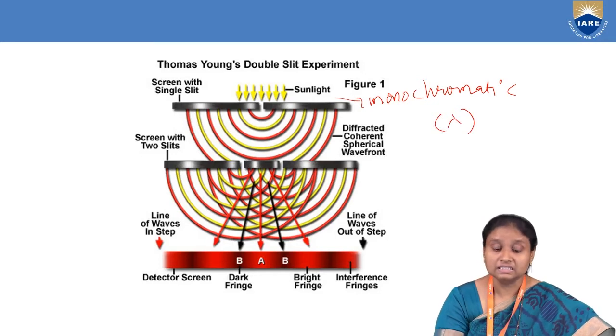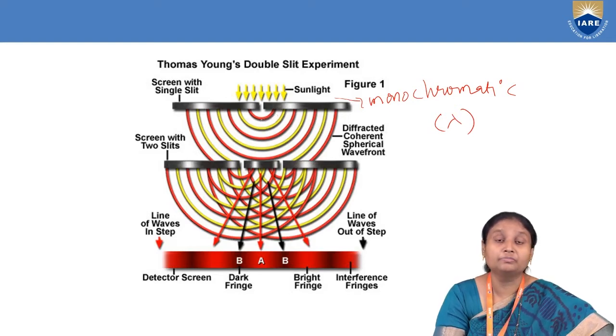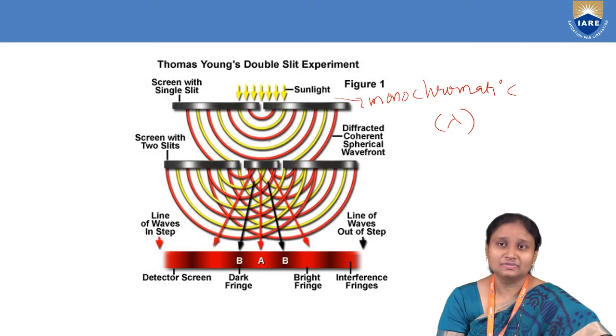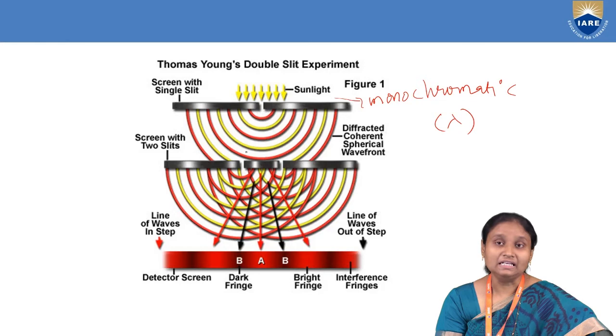That light is made to fall on a single slit, and once the light goes through this pinhole, we have spherical waves coming out of it. We explain the crest and trough of that spherical wavefront using two different colors. Suppose we take red to be crest, then yellow is trough. That spherical wave passing through this slit is again made to pass through two slits kept on a screen, and these two slits are very close to each other.